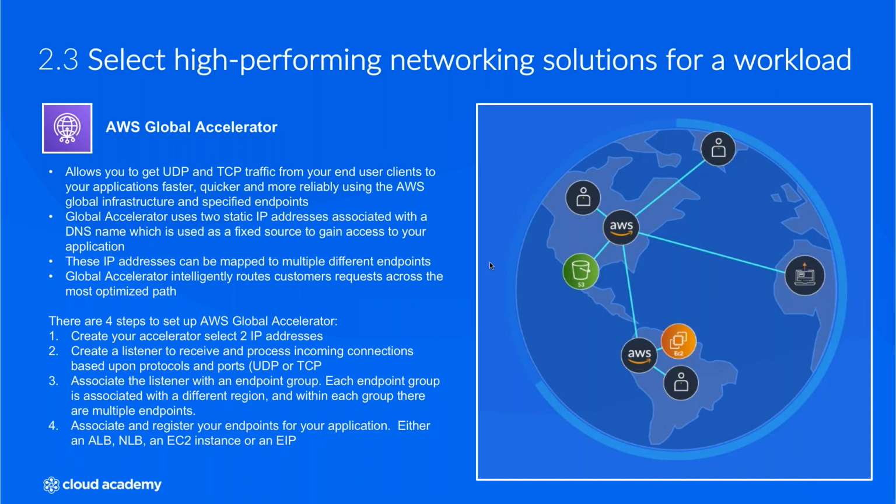Now, because the routing of your request is based across the AWS global infrastructure, the Global Accelerator intelligently routes customers' requests across the most optimized path using the global reach of edge locations. So again, it goes back to that own AWS network being the most optimized route. You shouldn't see any deep questions on the configuration of the Global Accelerator, but you should certainly be aware of what it is, when it's used, and the benefits that it provides.